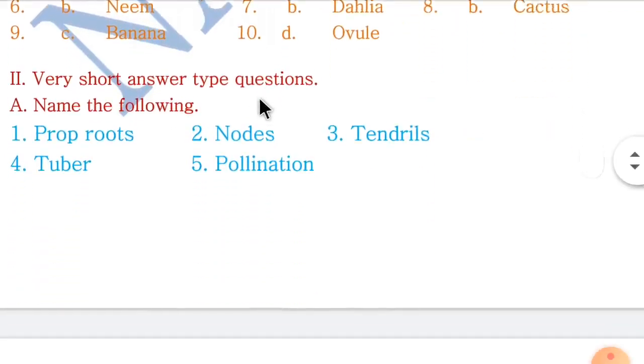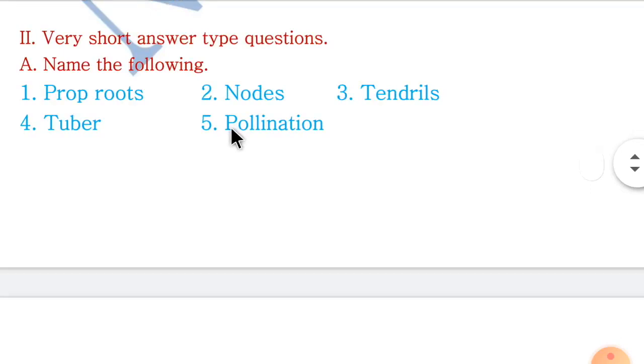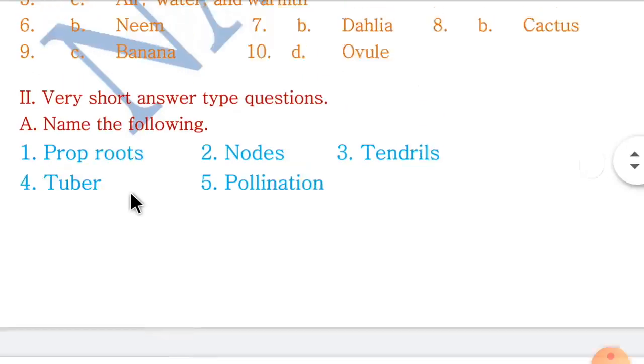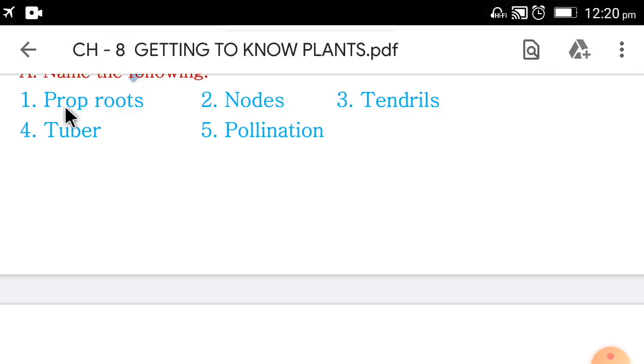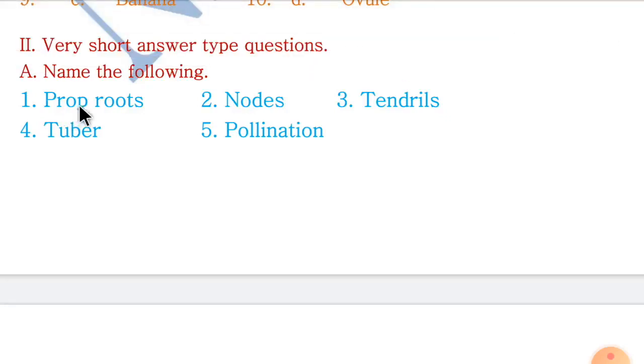Now let's see very short answer type questions. Name the following in one word. In that, the first one is roots that grow from branches and give extra support to the stem of the plants. They are called prop roots. Second, part of the stem from which leaves or new buds arise. That is called nodes. The same things you have learned in fill-ups.